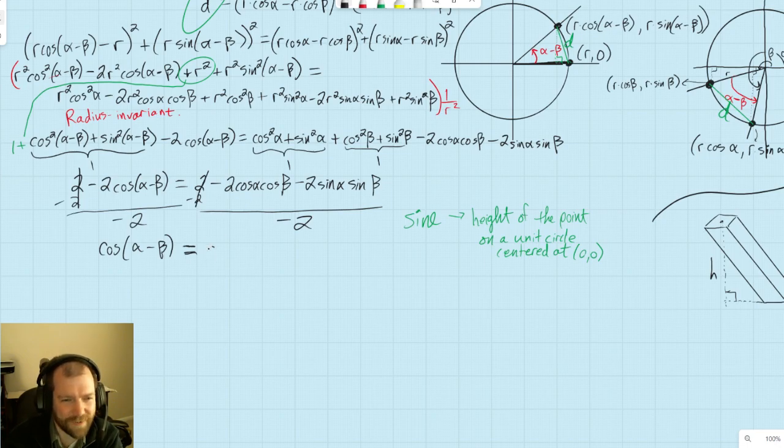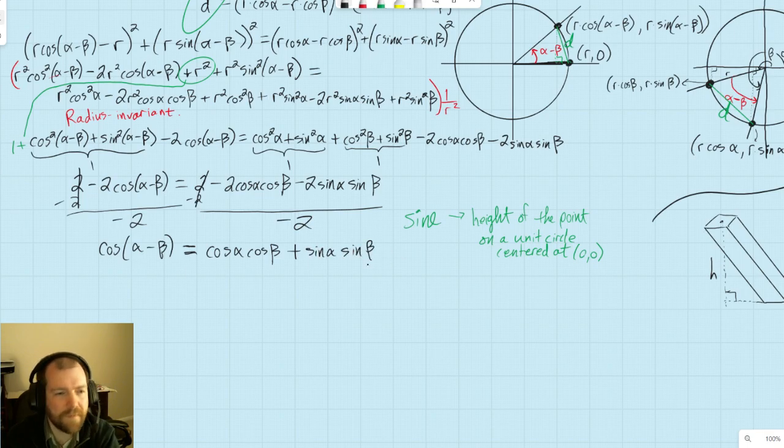Okay, so then here we've got the cosine of alpha, cosine of beta, minus, plus, right? Divide by negative 2, we get a plus in between. Sine alpha, sine beta. So this is called the cosine sum and difference formula.